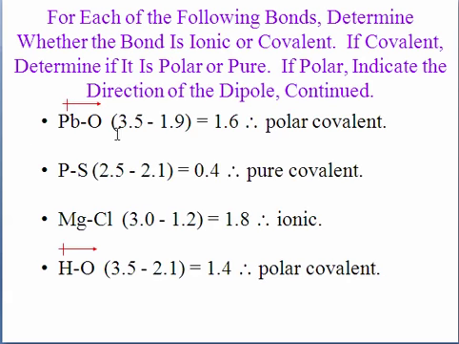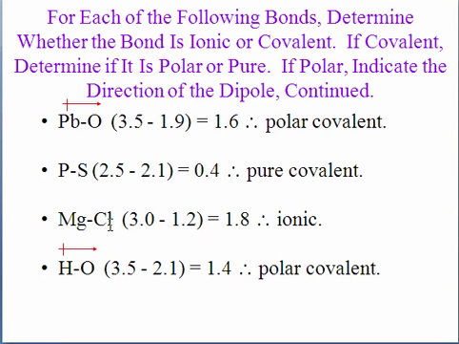So if we look at the difference in electronegativity between oxygen and lead, we're going to take the smaller from the larger. We get 1.6. So this would be considered to be polar covalent, and the direction of the dipole is going to be towards the more electronegative atom, oxygen. If we look at phosphorus and sulfur, which are close to one another on the periodic table, and we subtract their two electronegativities, we get 0.4, which means pure covalent or nonpolar.